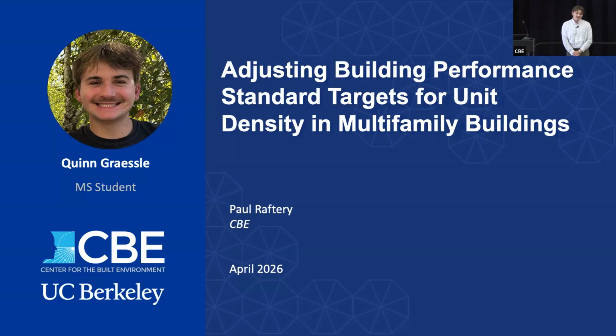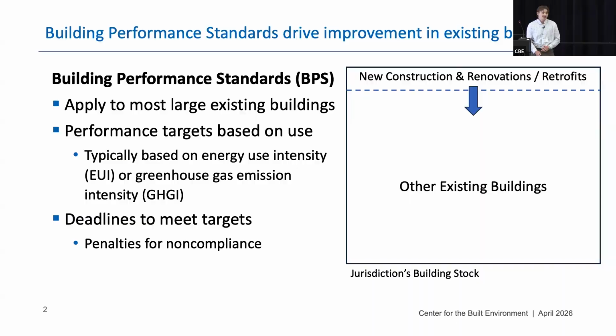Today I'm presenting about adjusting building performance standard targets for unit density in multifamily buildings. I'm going to start by getting everyone on the same page about building performance standards, which you may or may not be familiar with. They're essentially a policy that seeks to drive improvement in existing buildings in terms of energy and emissions. The way they do that is by setting targets, typically energy use intensity, or EUI, or greenhouse gas emission intensity, and then they pair these targets for each building with deadlines. If you meet the target by the deadline, you're in compliance. If not, you face a penalty, typically financial.